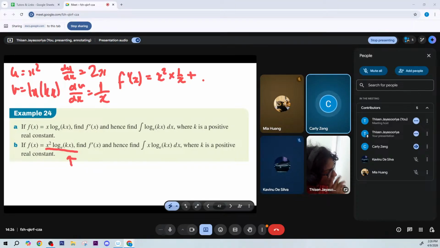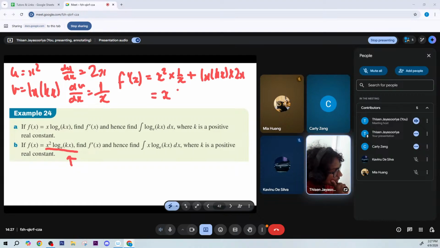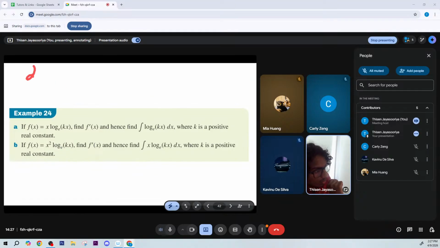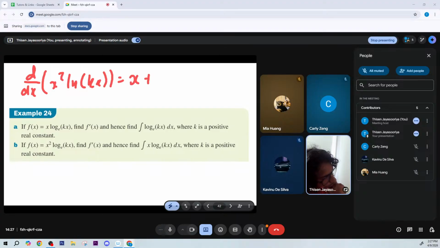plus ln kx times 2x. And this just simplifies to x plus 2x ln kx. Yeah? So then it says here, hence find the integral of x ln kx. Right? So I'm going to write the integral expression. Here we're told d on dx of x squared ln of kx equals x plus 2x ln of kx.